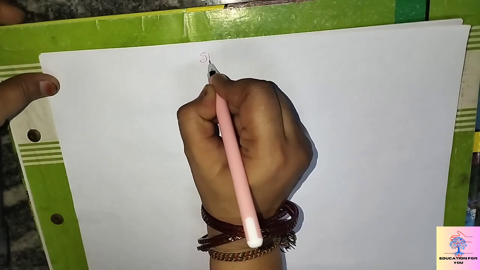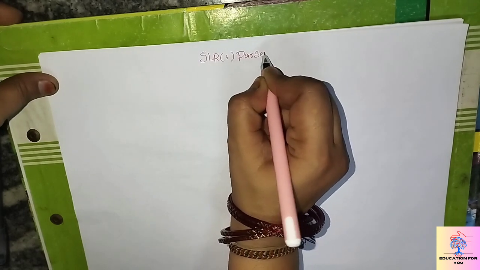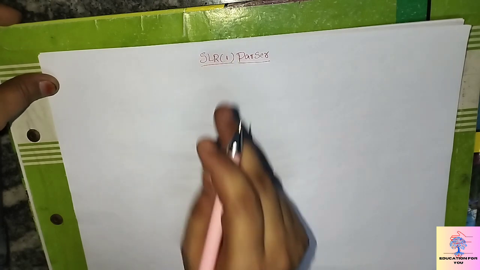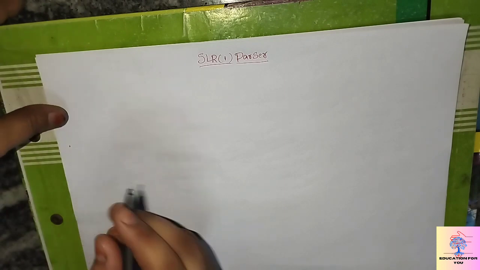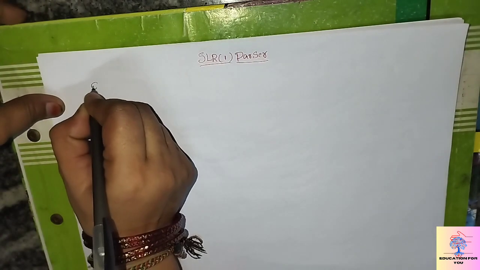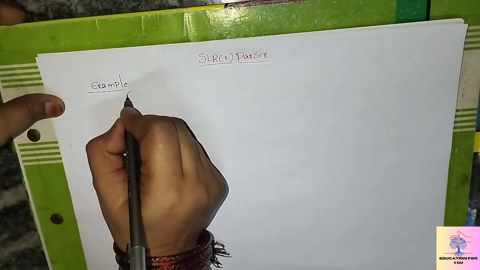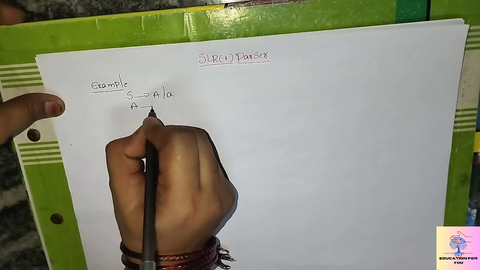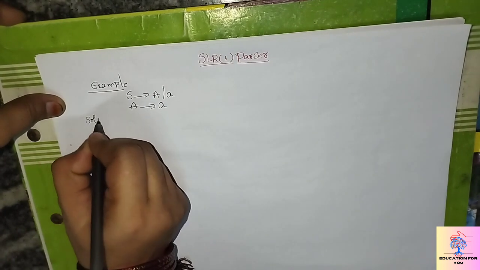Hello everyone. Now our next concept is the SLR1 parser. SLR means, as I already said, simple LR parser. I will explain this SLR parser with one example. Here the example is S produces A, A produces small a. Now the solution will begin.